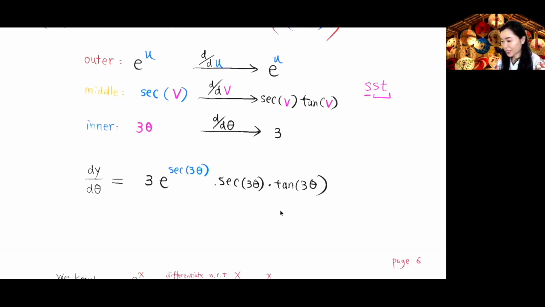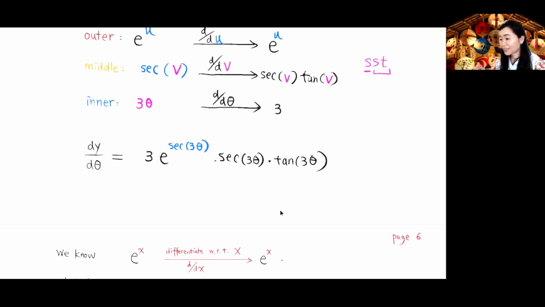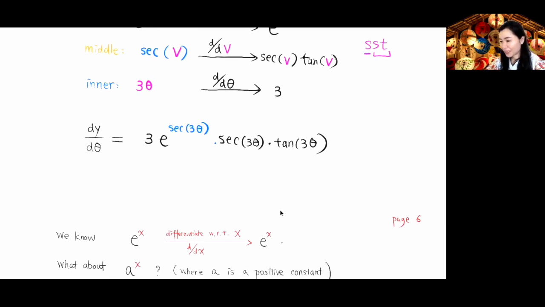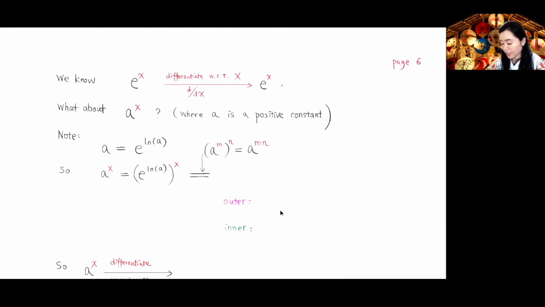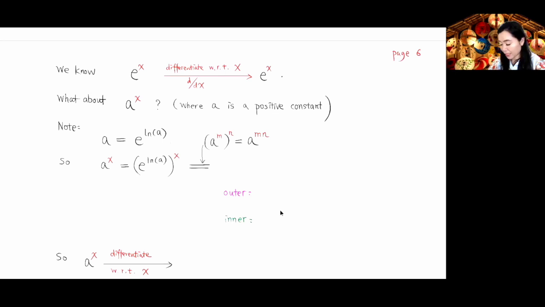Question? Okay, we get to the last page now. So we know that the derivative of e to the x is e to the x itself, right? What about a to the x, where a is a positive constant, say 2? Okay, 2 to the x. What will be the derivative?